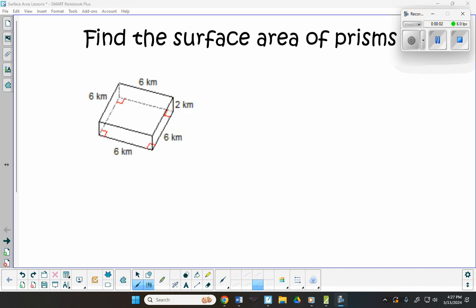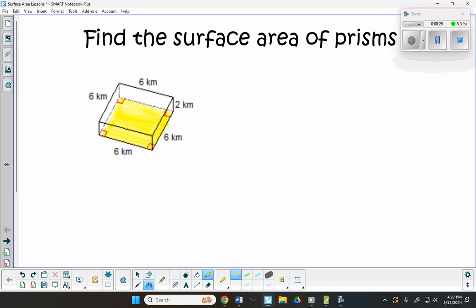Hi, this is the lesson for how to find surface area of prisms. So first of all, the important thing is you recognize that the shape that you're working with is a prism. A prism is made up of polygons that are connected by rectangles. So the base would be a polygon that is parallel and congruent to another polygon, and it's connected by rectangles.